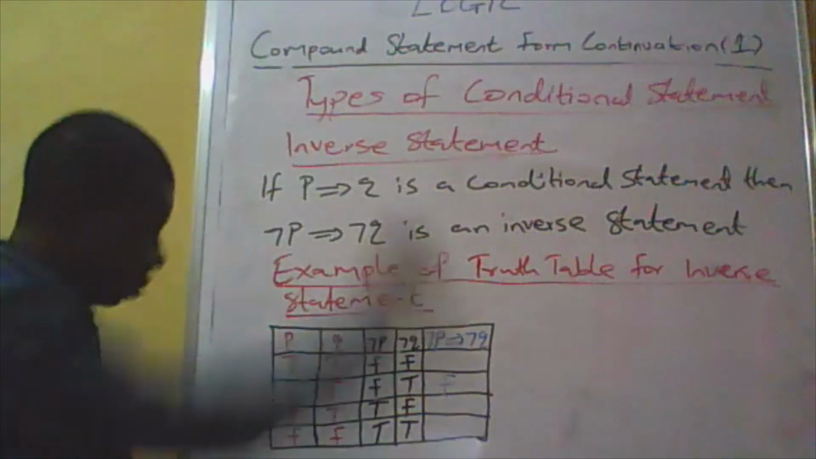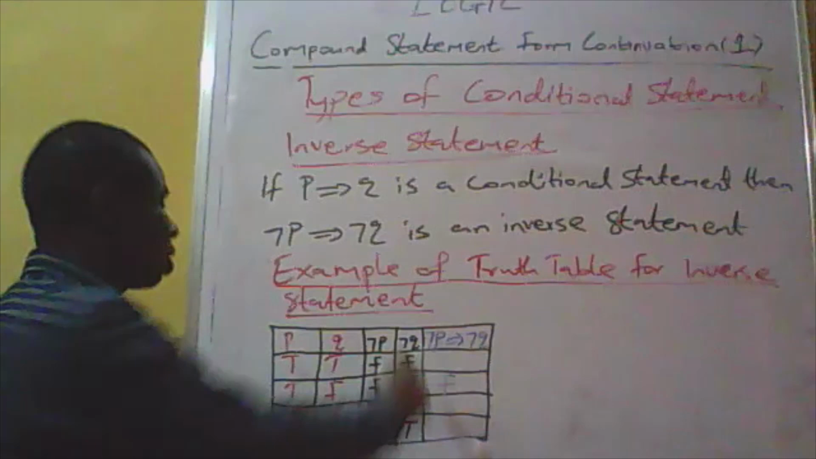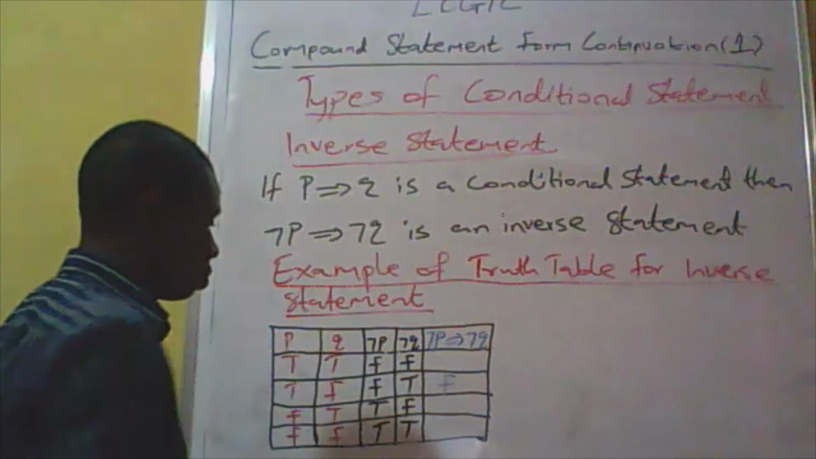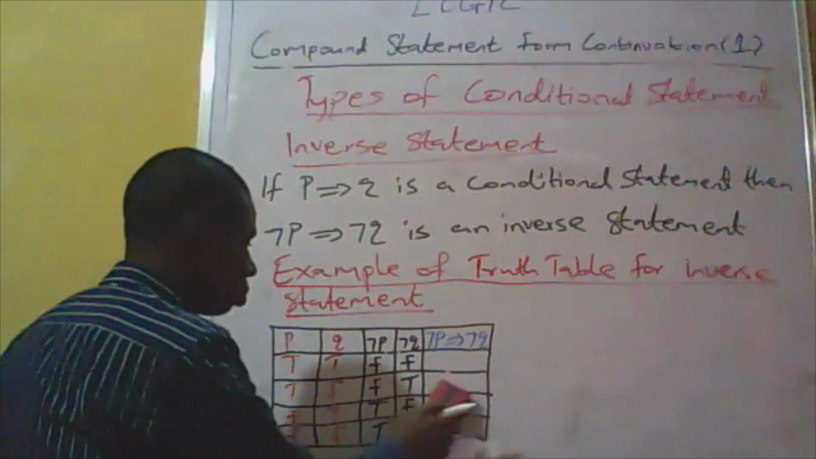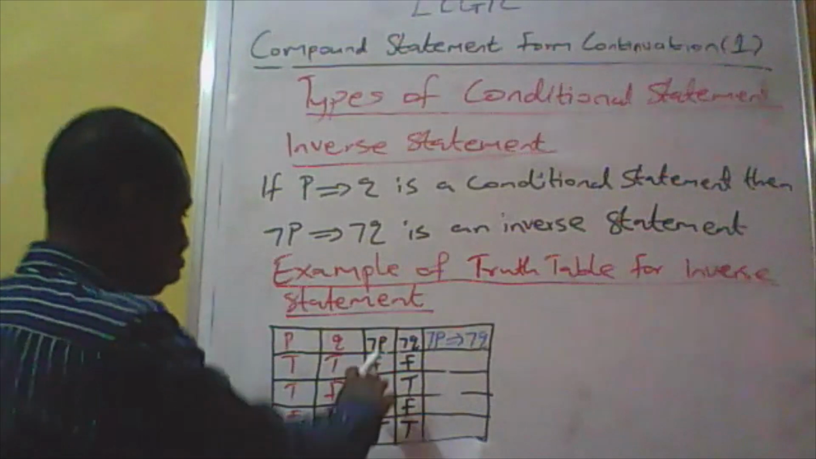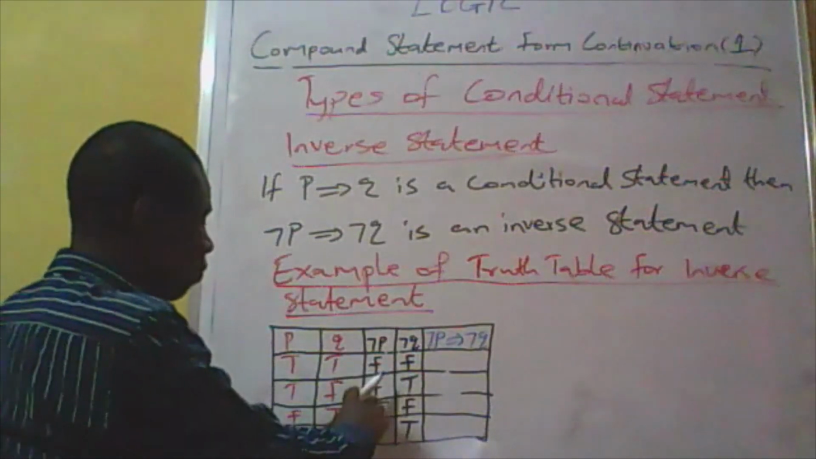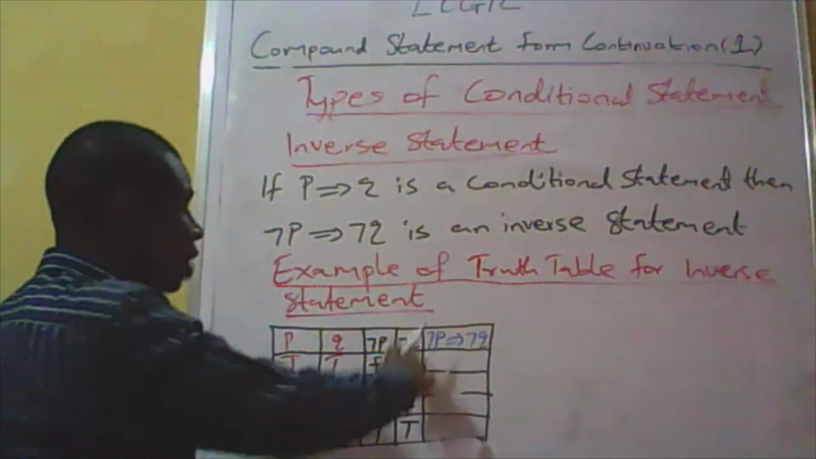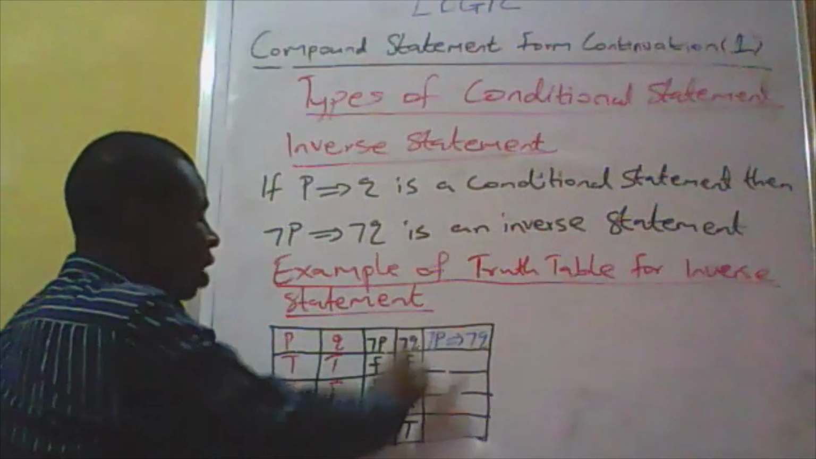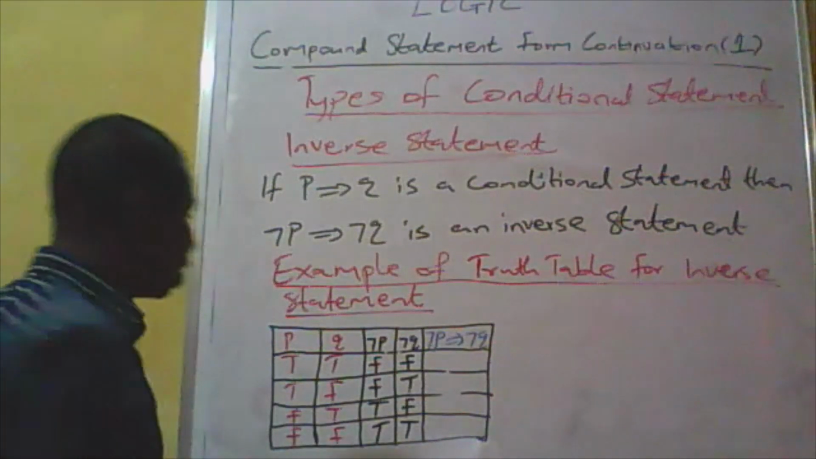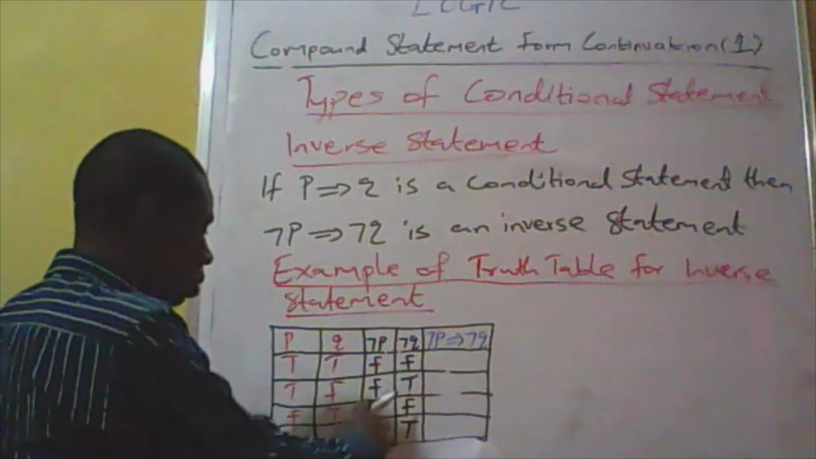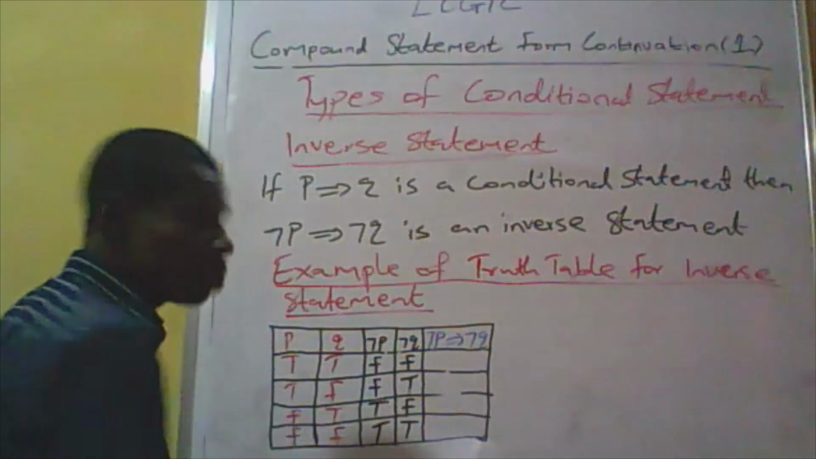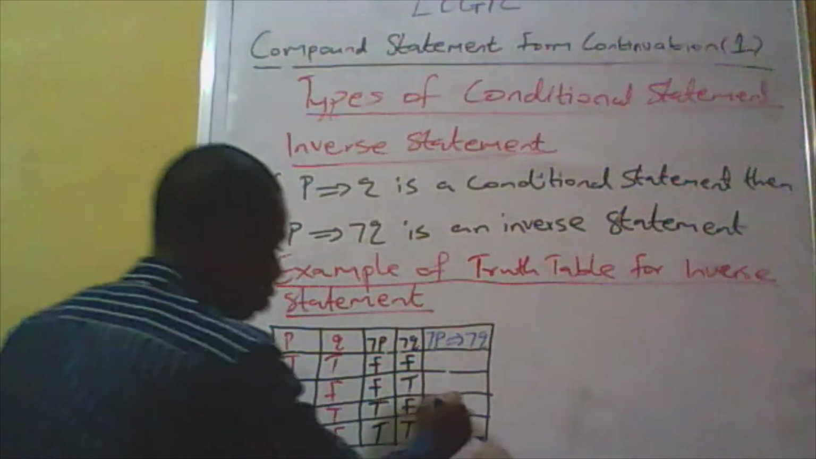Then I think the other one will be true, because I assigns not P to F and assigns not Q to T. It is true. It is only when I assigns not P to true and assigns not Q to F that it is going to be false. Then here I assigns not P to true and not Q to F. That means it is false.